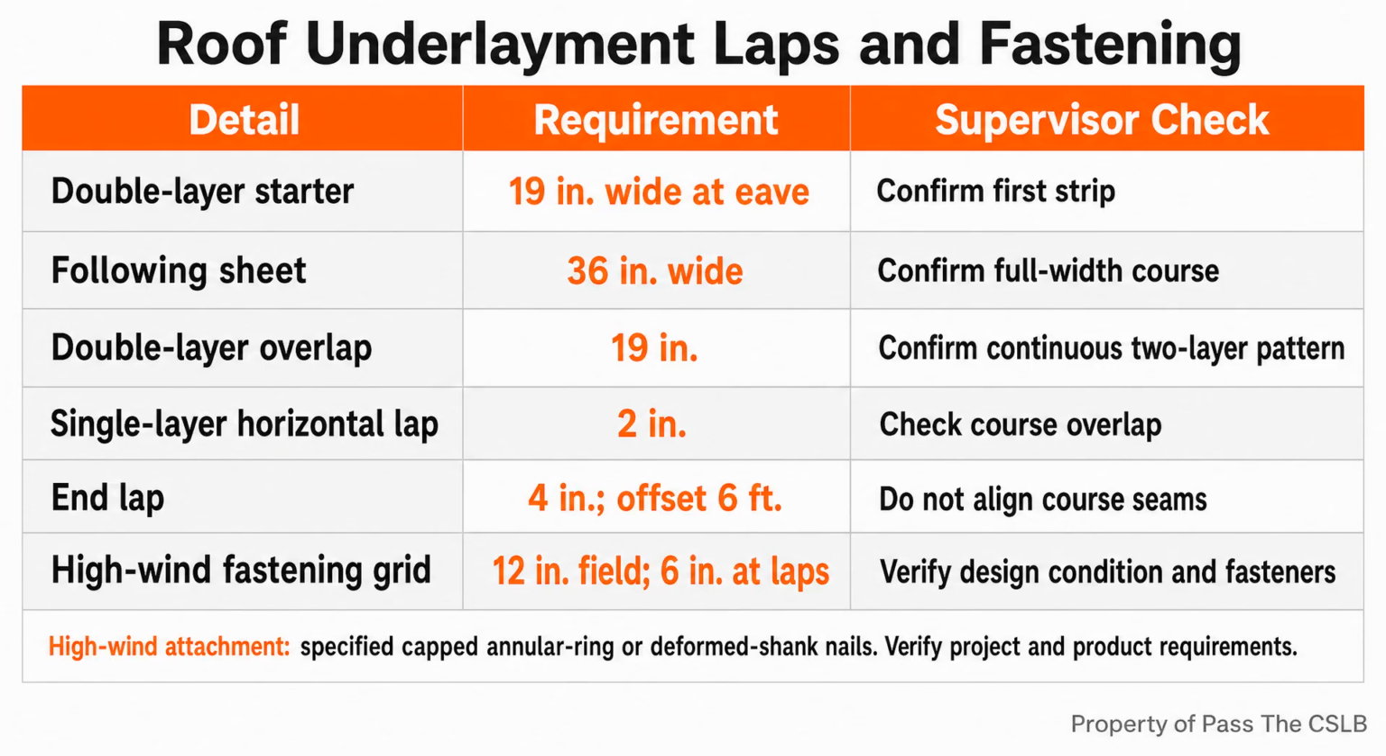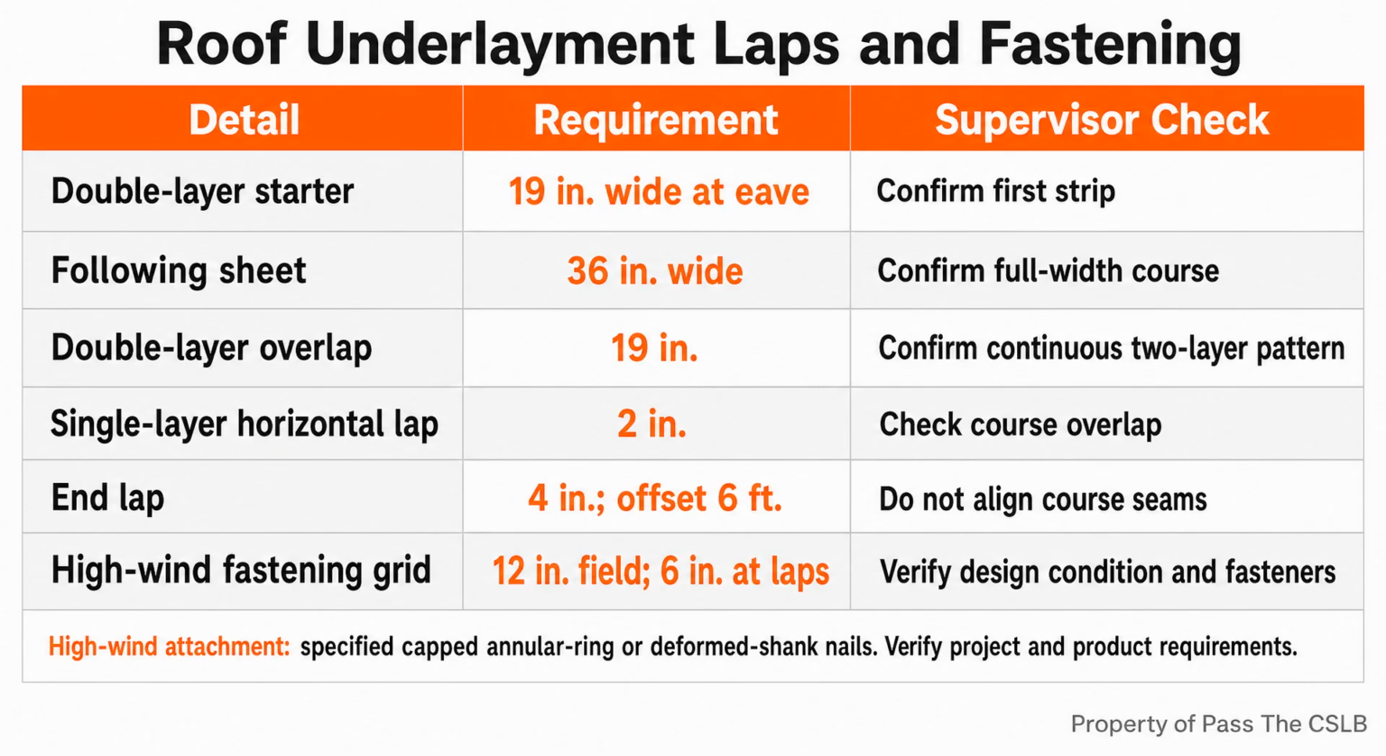Picture a raindrop trying to find a straight route toward the deck. An aligned stack of end seams gives moisture a more direct weakness to work against. A 6-foot offset breaks that alignment. I still treat the code values as the rule and the raindrop as a memory device, not as a substitute for the actual installation requirements.